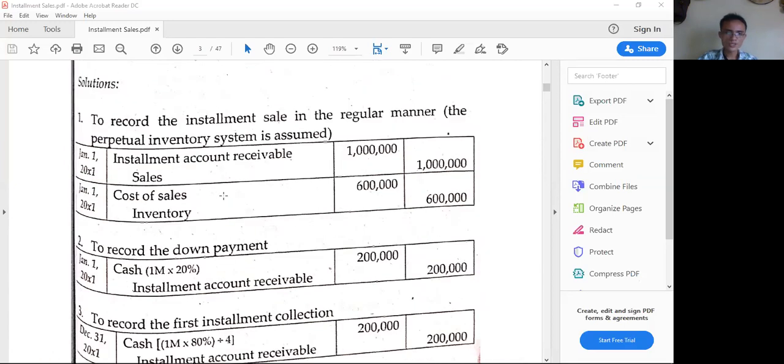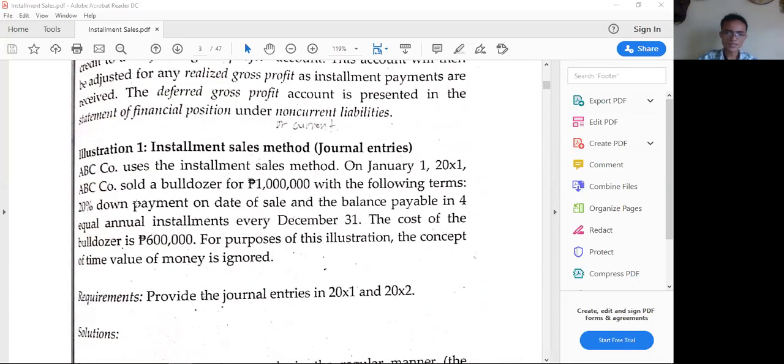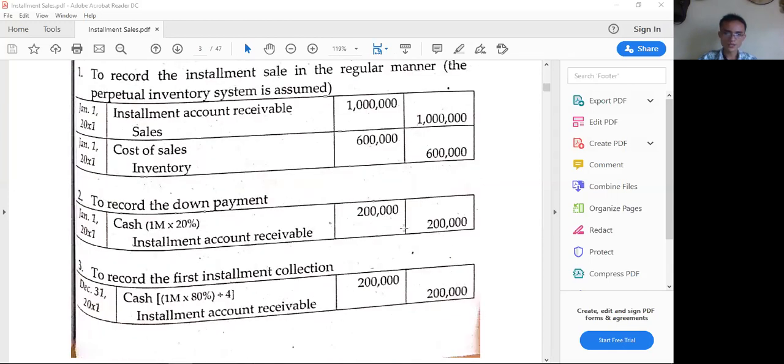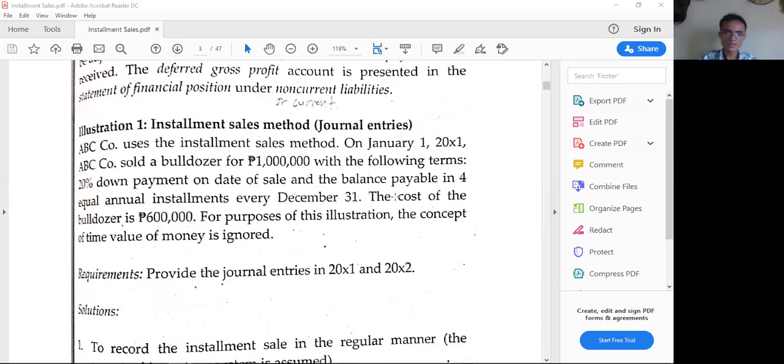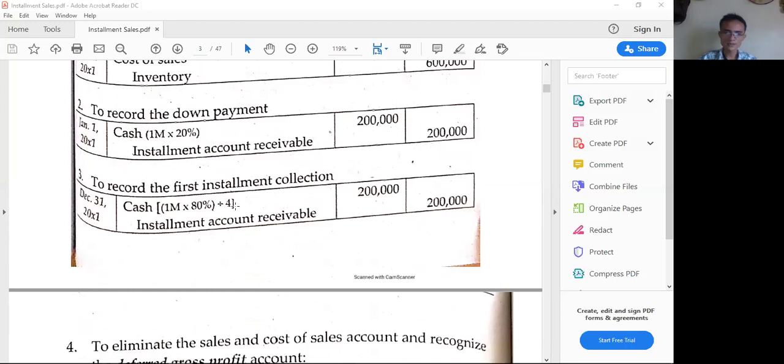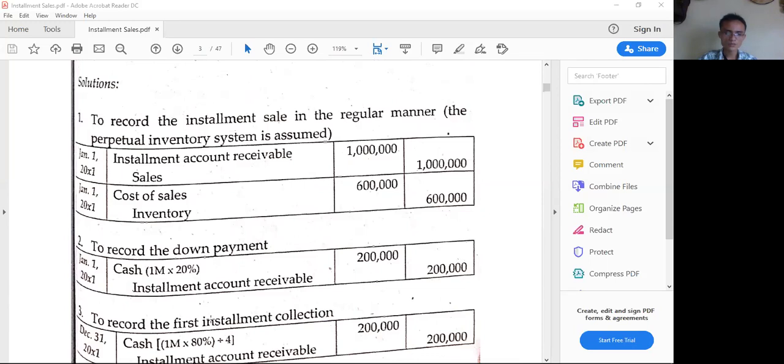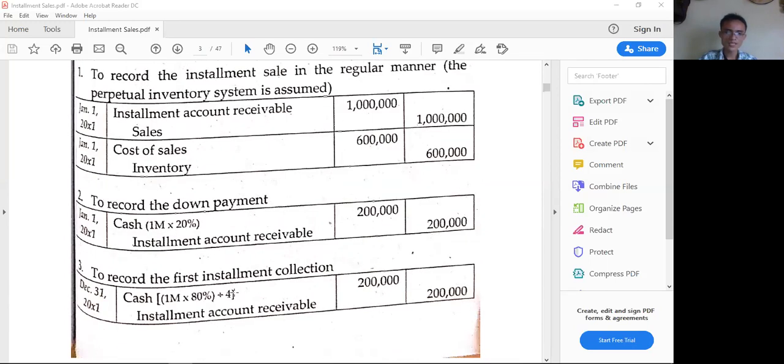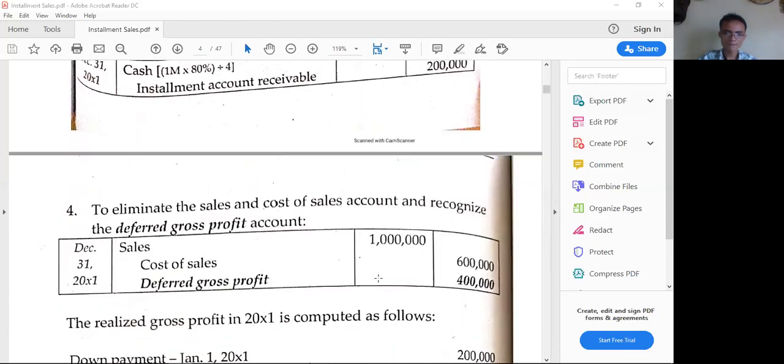These are the collections. It's stated here that 20% was paid as a down payment. So 1 million times 20%, that's 200,000. And then the rest, which is 800,000, 1 million minus 200,000, is to be paid in 4 equal annual installments. So we simply divide 800,000 by 4, that's 200,000 per year. This is our collection for the first installment for the year 20x1. But there's also the down payment, so the total collections will be 400,000 here.